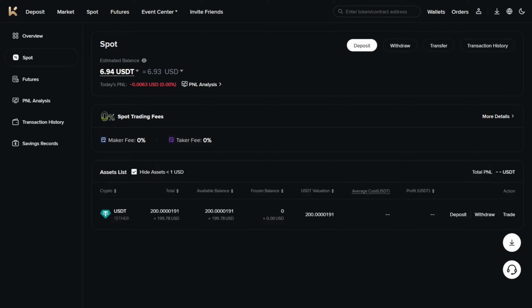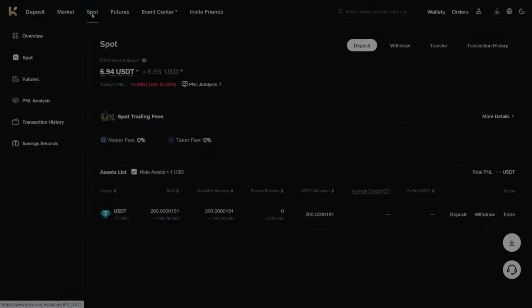Above our USDT, we can see the spot trading fees on KCEX. The maker fee is 0% and the taker fee is 0%. A maker fee applies when you place a limit order, while a taker fee applies when you execute a market order. Now that we have our USDT in the right account and we understand the spot trading fees, we can head to the spot dashboard. So up here, just click on spot.